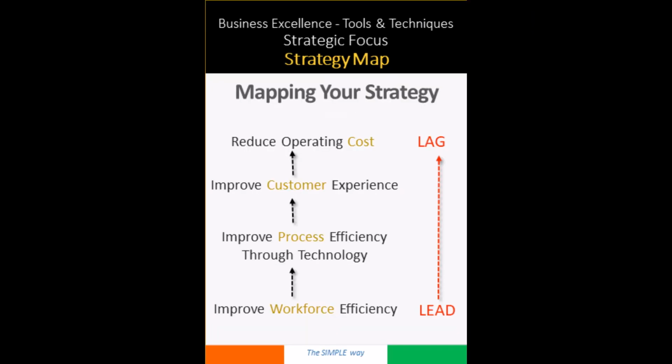Thus, as you will see now, we can regroup these such that the lead parameters and lag parameters appear in some sequence. The arrows between the strategic inputs denote the connection between them. In this example, we can see that improving workforce efficiency will result in greater process efficiency. This in turn will bring about greater customer experience, which will then result in reducing operating cost. The parameters that influence other parameters are called lead parameters, and those that are impacted by other parameters are called lag parameters.